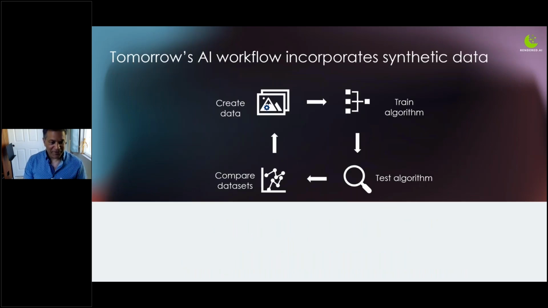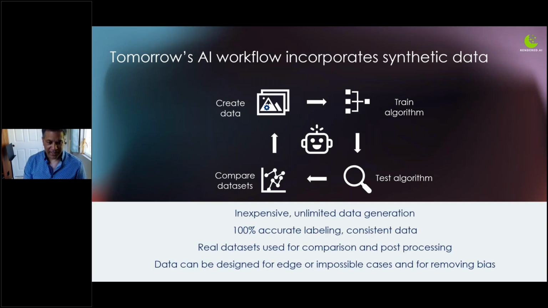What we've observed is that tomorrow's AI workflow really incorporates synthetic data. Synthetic data gives you this interesting opportunity to actually create the data that could potentially help you train your algorithm, do the training, test it, and then compare data sets to see experimentally if the synthetic data you're generating is helping improve training. And if not, you can even go back in and create more data. Typically, what we're seeing is that this actually helps customers arrive at successful algorithms.